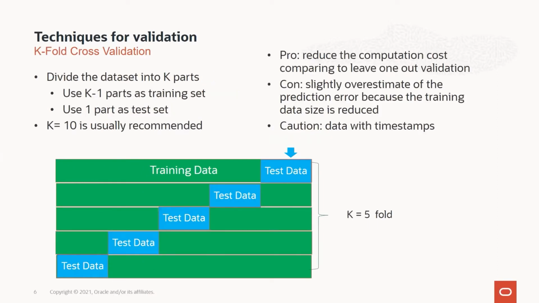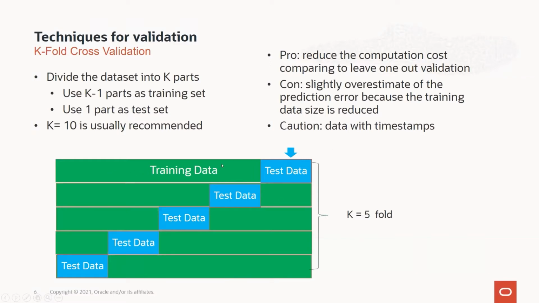In reality, people usually use k-fold cross-validation. You can think of this as a mitigation of the previous problem. Instead of using just one sample as the test set, we split the data set into k parts. For each fold, we use one fold as test data and the rest as training data. The benefit, of course, is that you can reduce the computational cost.